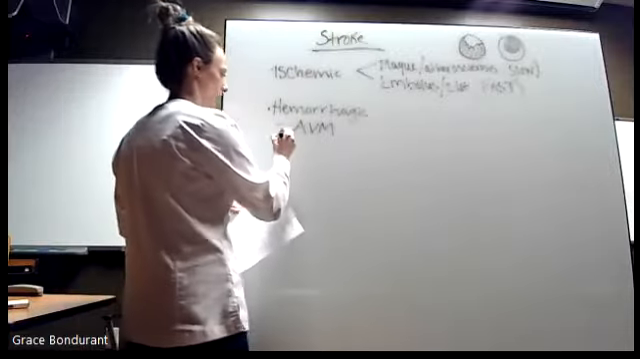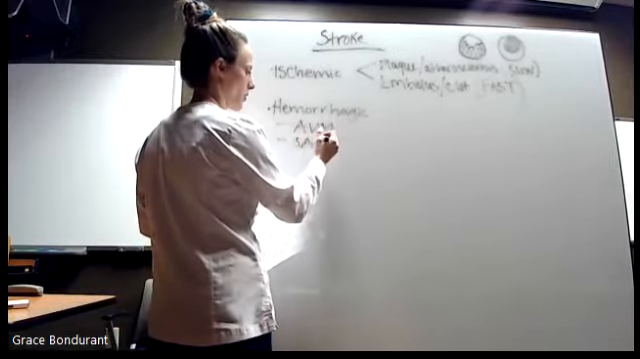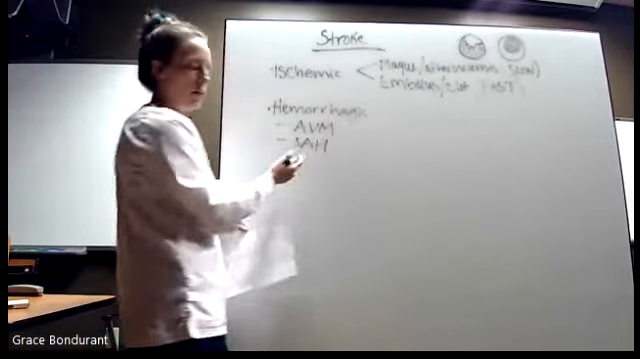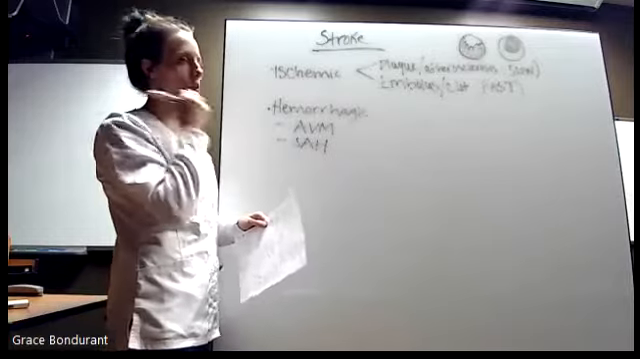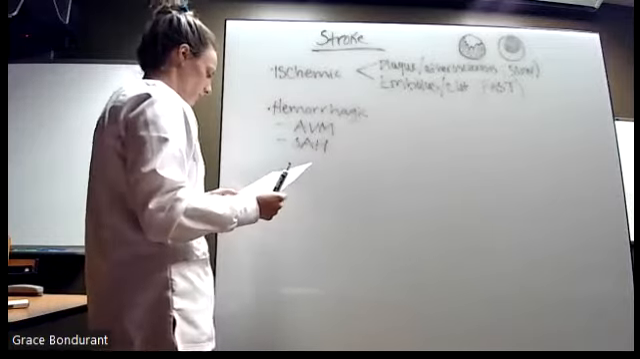Another one is an SAH, subarachnoid hemorrhage, and this is a brain bleed. And again, I talked about these in more detail in that video, and I'll put it in the comments if you want to see it.